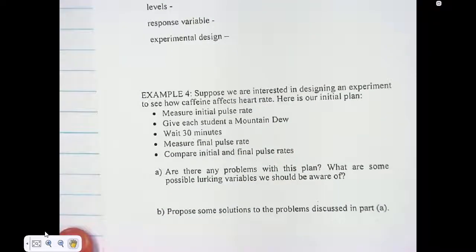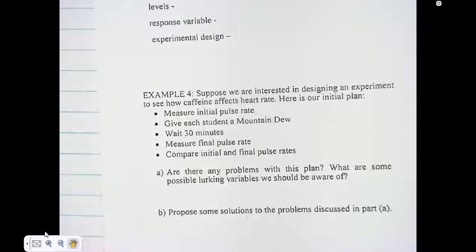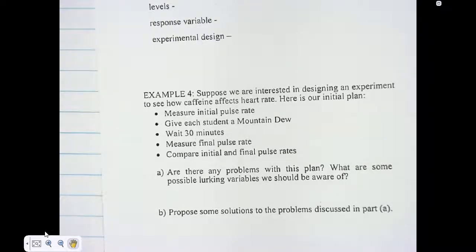And then the last thing we're going to talk about is example 4. With example 4, suppose we are interested in designing an experiment to see how caffeine affects heart rate. Here is our initial plan. Measure initial pulse rate, give each student a Mountain Dew, wait 30 minutes, measure the final pulse rate, and compare initial and final pulse rates. Right there it says, are there any problems with this plan? What are some possible lurking variables we should be aware of?